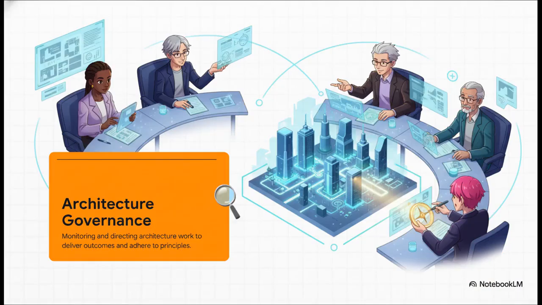Finally, we need someone to make sure all these rules are actually followed, which brings us to architecture governance. This is the practice of monitoring and directing all architecture-related work. Think of governance as the city council. They ensure that all the building blocks and artifacts actually adhere to our overarching blueprints, principles, and roadmaps, so we deliver the outcomes the business truly needs.